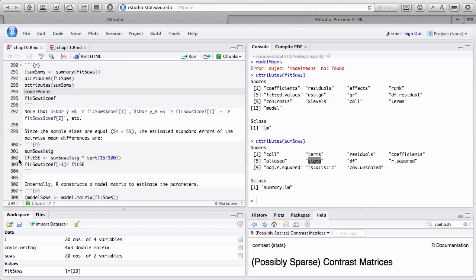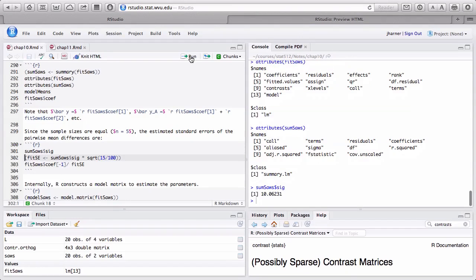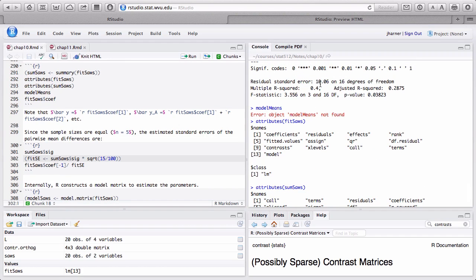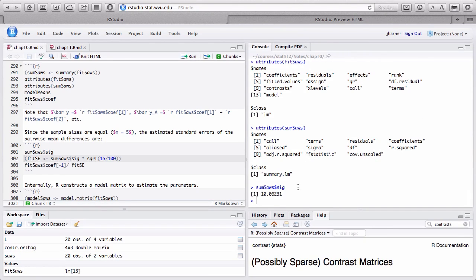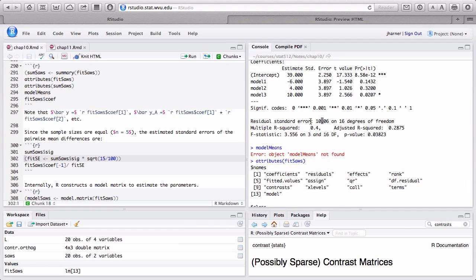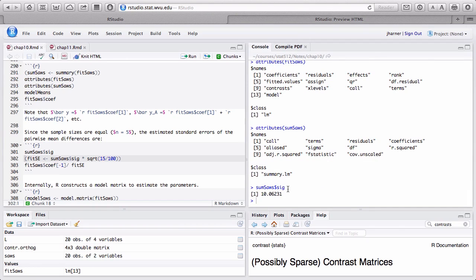Okay, and so what I'm doing here is I'm getting sigma hat, which is the estimate for sigma. And if you go up here, you see this value right here, the residual standard error. That's what it is. In other words, in the summary table, this residual standard error right here is precisely what I just pulled out.